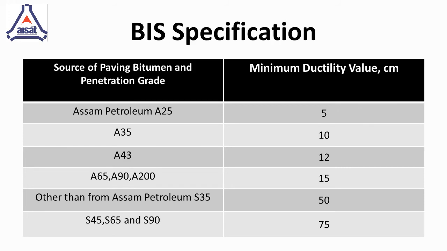This is a table that shows the BIS standards for the bitumen penetration grades and the minimum ductility value that is to be present in the bitumen. For A25, a minimum ductility value of 5 cm is to be present. Similarly for A35, a minimum value of 10 cm and so on. And for S45, S65 and S90, a minimum ductility value of 75 is to be present for it to be used in road construction.